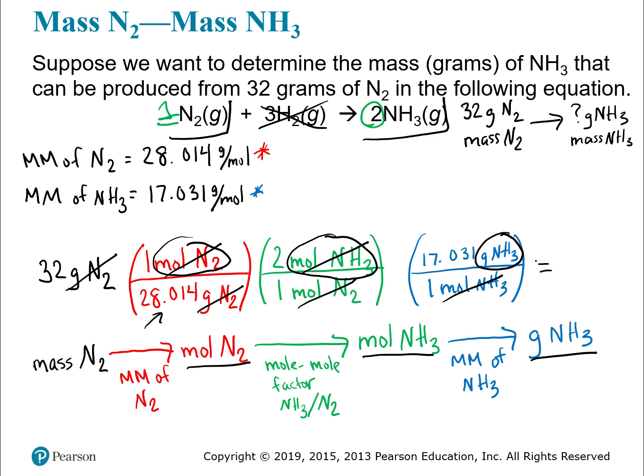When you do all of that and you take sig figs into account, that's how many grams of nitrogen gas you should get, or excuse me, I said nitrogen gas, all confident. That's ammonia gas.